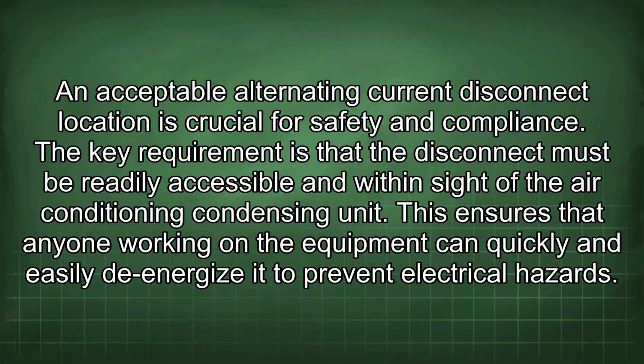An acceptable alternating current disconnect location is crucial for safety and compliance. The key requirement is that the disconnect must be readily accessible and within sight of the air conditioning condensing unit. This ensures that anyone working on the equipment can quickly and easily de-energize it to prevent electrical hazards.